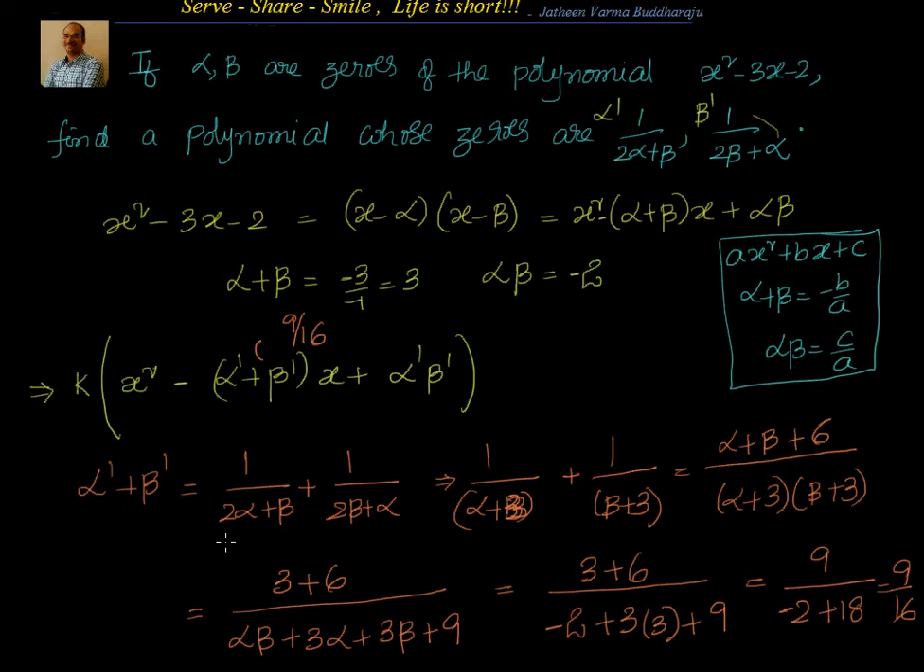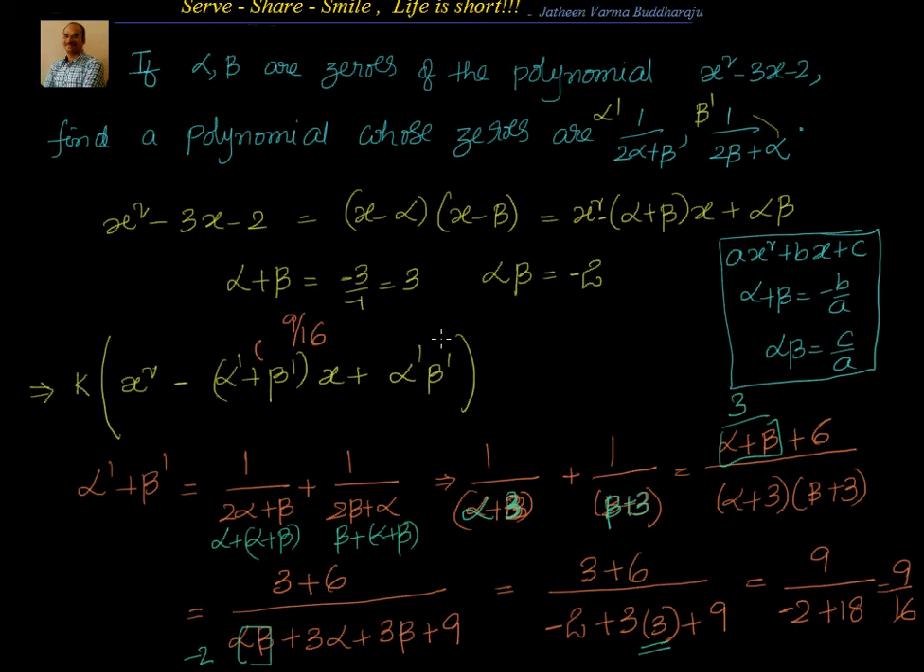How did we do that? We just added them, 1 by 2 alpha plus beta and 1 by 2 beta plus alpha. We wrote alpha plus beta as 3, so this becomes alpha plus 3 and this becomes beta plus 3. Now if you take the LCM, you will have alpha plus beta plus 6. Again alpha plus beta is 3 and alpha beta is minus 2. You substitute them and you will get 9 by 16.